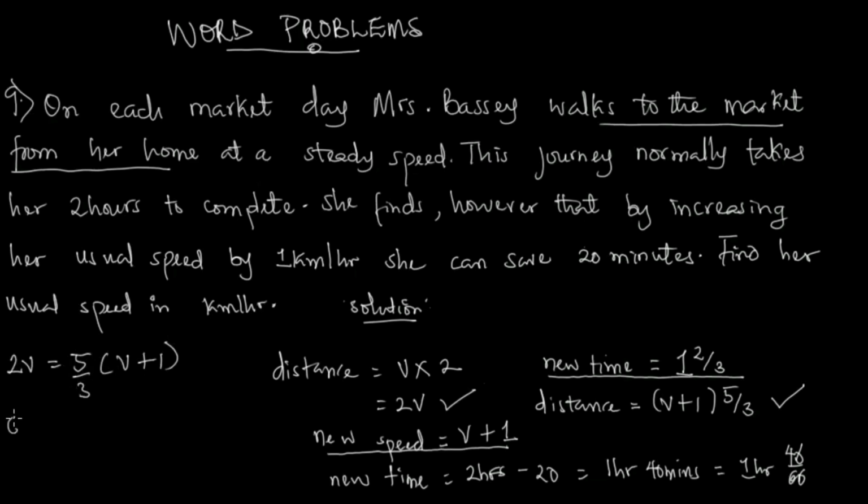Cross multiply, and you're going to have 6v equals 5v plus 5 times 1, which is 5. Take v to the other side: 6v minus 5v equals 5, and v equals 5. So we can conclude that our usual speed is 5 kilometers per hour. And that brings us to the end of question 9.